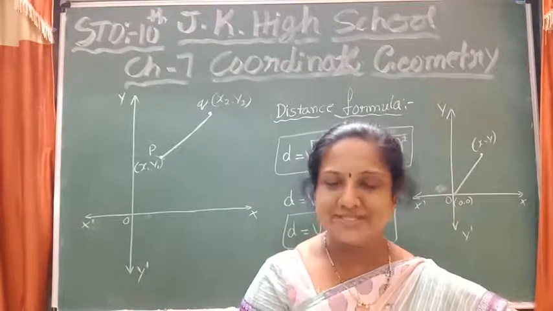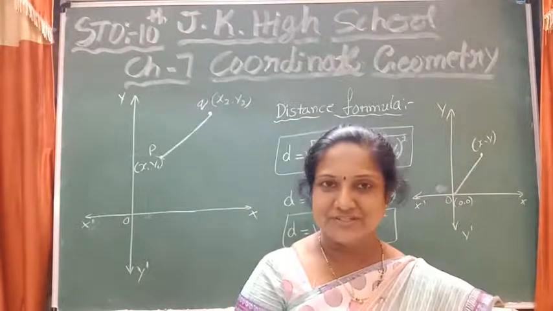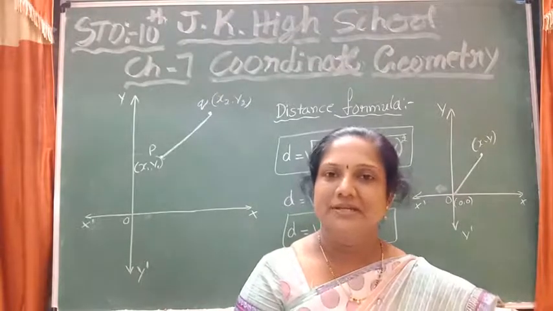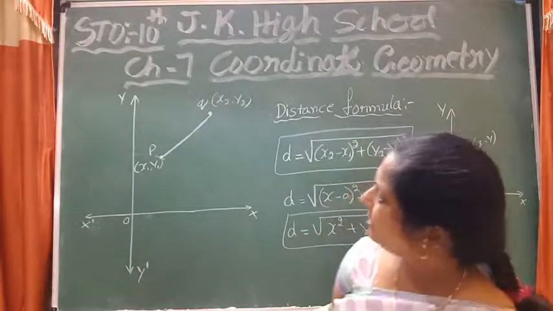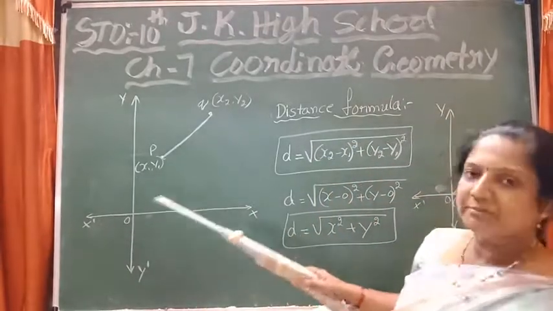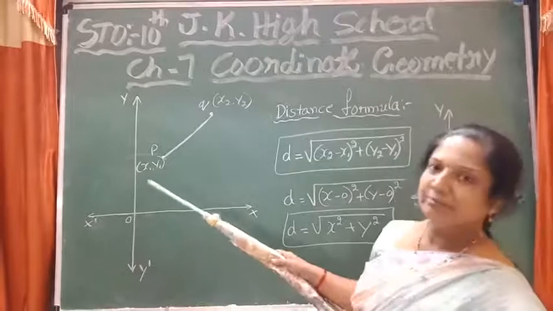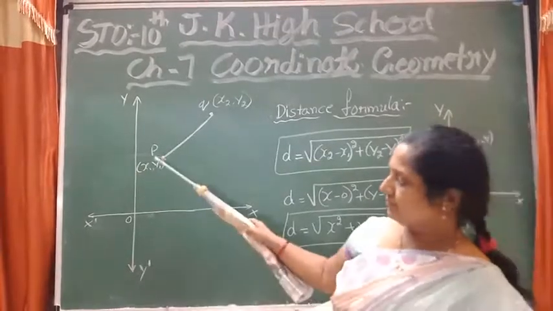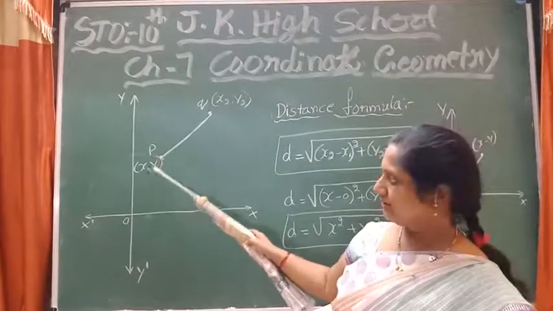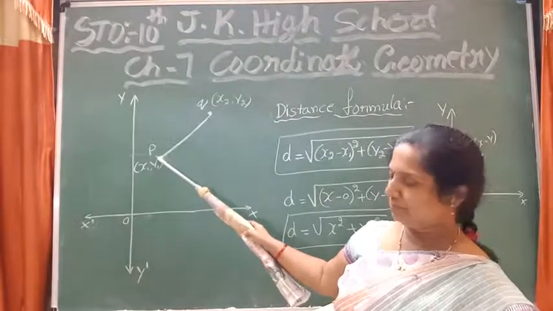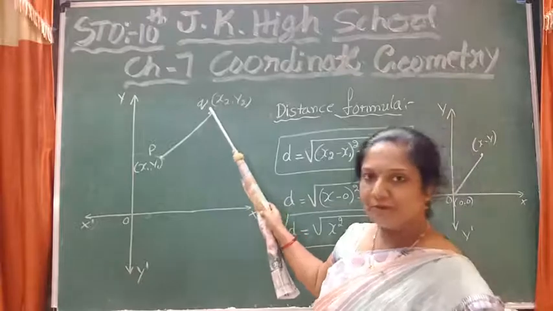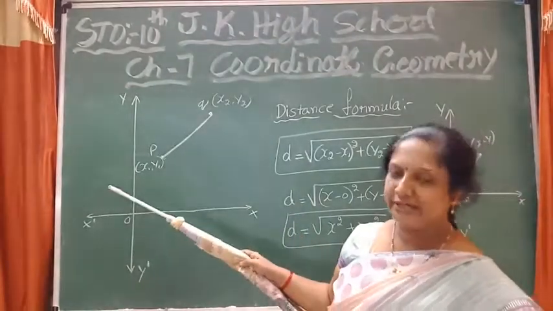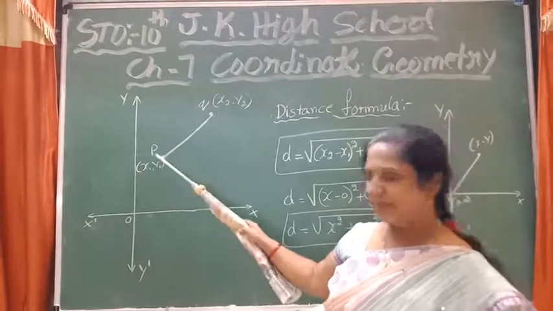I am going to start chapter 7, coordinate geometry. Coordinate geometry means here we are measuring by using the coordinates. Now, think one of the points is there in the plane, let that point be P, and another point Q. So we have to identify which is the coordinate of point P.